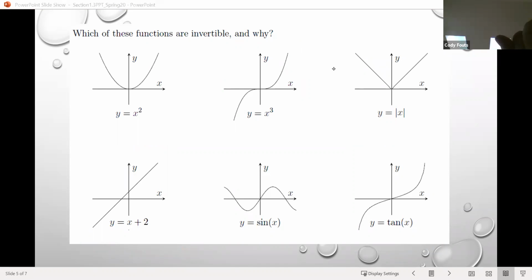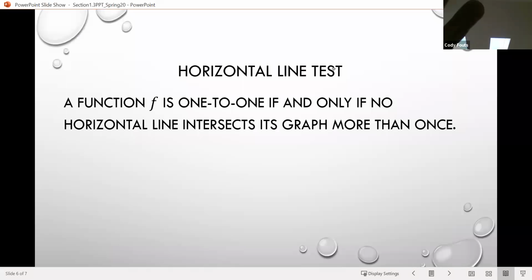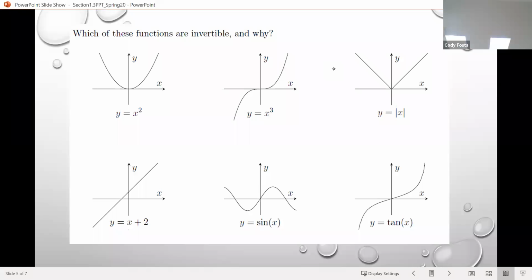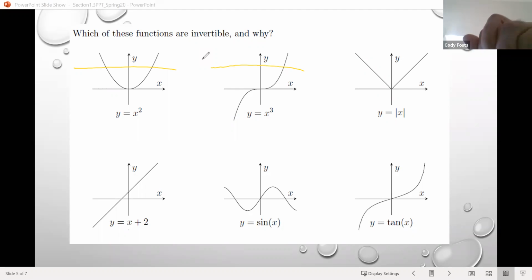As an example of that, if we look at the first one up here, y equals x squared, if I draw a horizontal line here, notice I can hit the graph in 2 spots. But on y equals x cubed here, there's nowhere I can draw a horizontal line that will hit the graph more than one time. So that's what shows that this has an inverse.